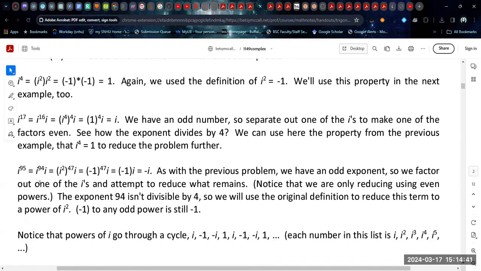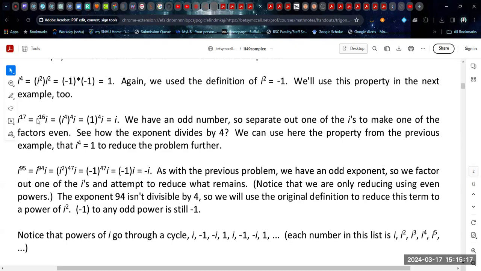Similarly, if I'm doing the 95th power, I can pull out 94 of them, any even number, times i. And then since this is even, I divide this by 2, and I get 2 times 47 is 94. So I know i squared is -1. -1 to an odd power is still -1. And then my odd i left over gives me -i.